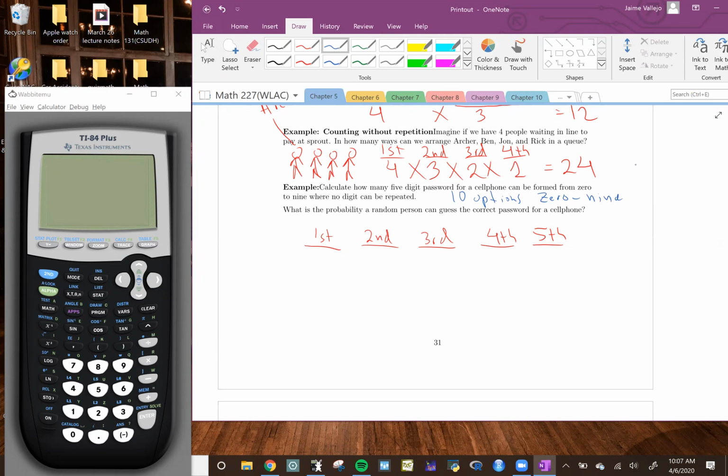So this is the first digit. When I'm choosing the first digit, how many numbers can I choose from? 10. So we have 10 options. What about when I'm choosing the second number? 9. The reason you get 9 is because it says no digit can be repeated. So once you select a number here, you can't select that number for the second position.